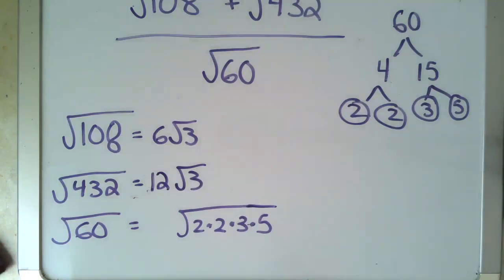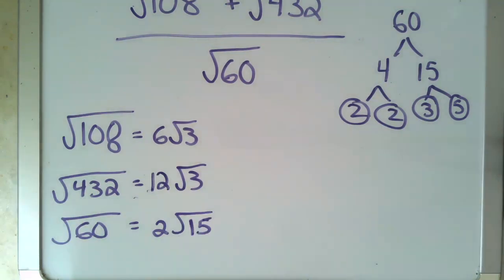All right, you tell me. That's right, 2 on the inside, 1 on the outside. Here we go. And that's as far as I can go there, because neither the 3 nor the 5 have a partner. So this one simplifies into 2 root 15. Okay, so that's our initial simplification.